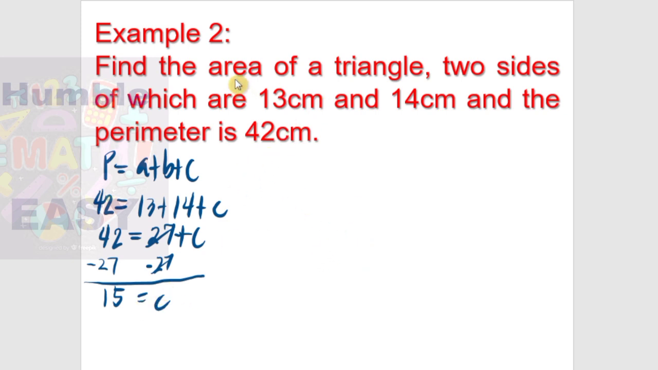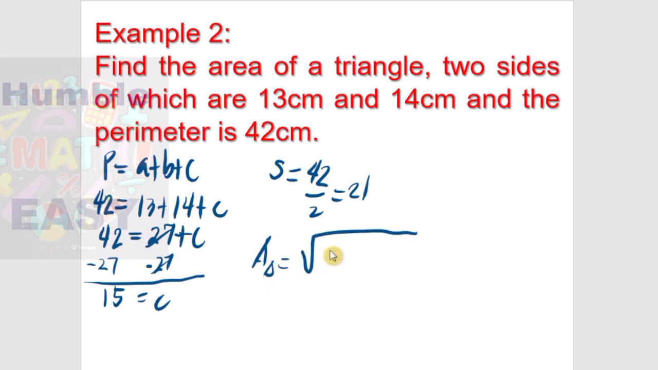Now, since we are looking for the area and it is not a right triangle, we have to find A, B, and C, because from Heron's formula we have to make sure that A, B, and C are known. And so the semi-perimeter is 42 divided by 2, which is 21. So the area of a triangle using Heron's formula is the square root of S times S minus A, S minus B, and S minus C.